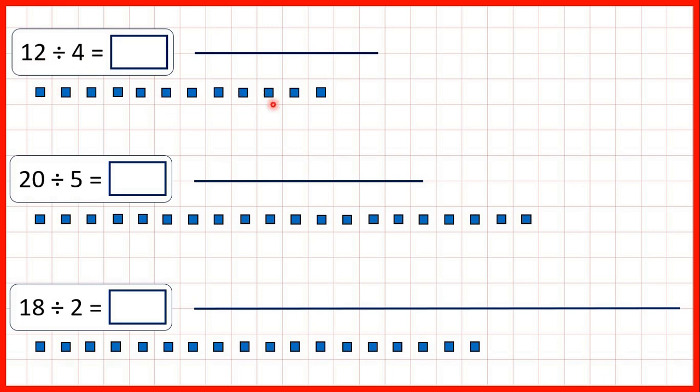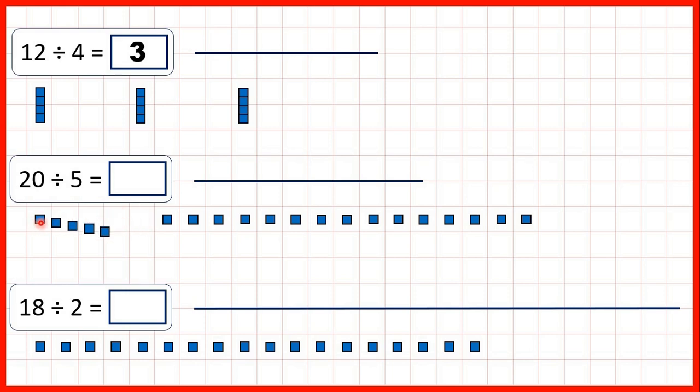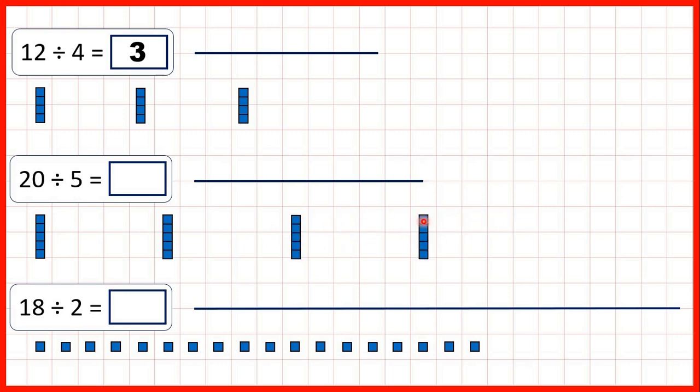So here we have 12 counters. We can make 1 group of 4, a second group of 4, and a third group of 4. So because we can make 3 groups, our answer is 3. Now we have 20 divided by 5, so we have 20 counters. How many groups of 5 can we make from 20 counters? We can make 1, 2, 3, 4 groups, so our answer is 4.